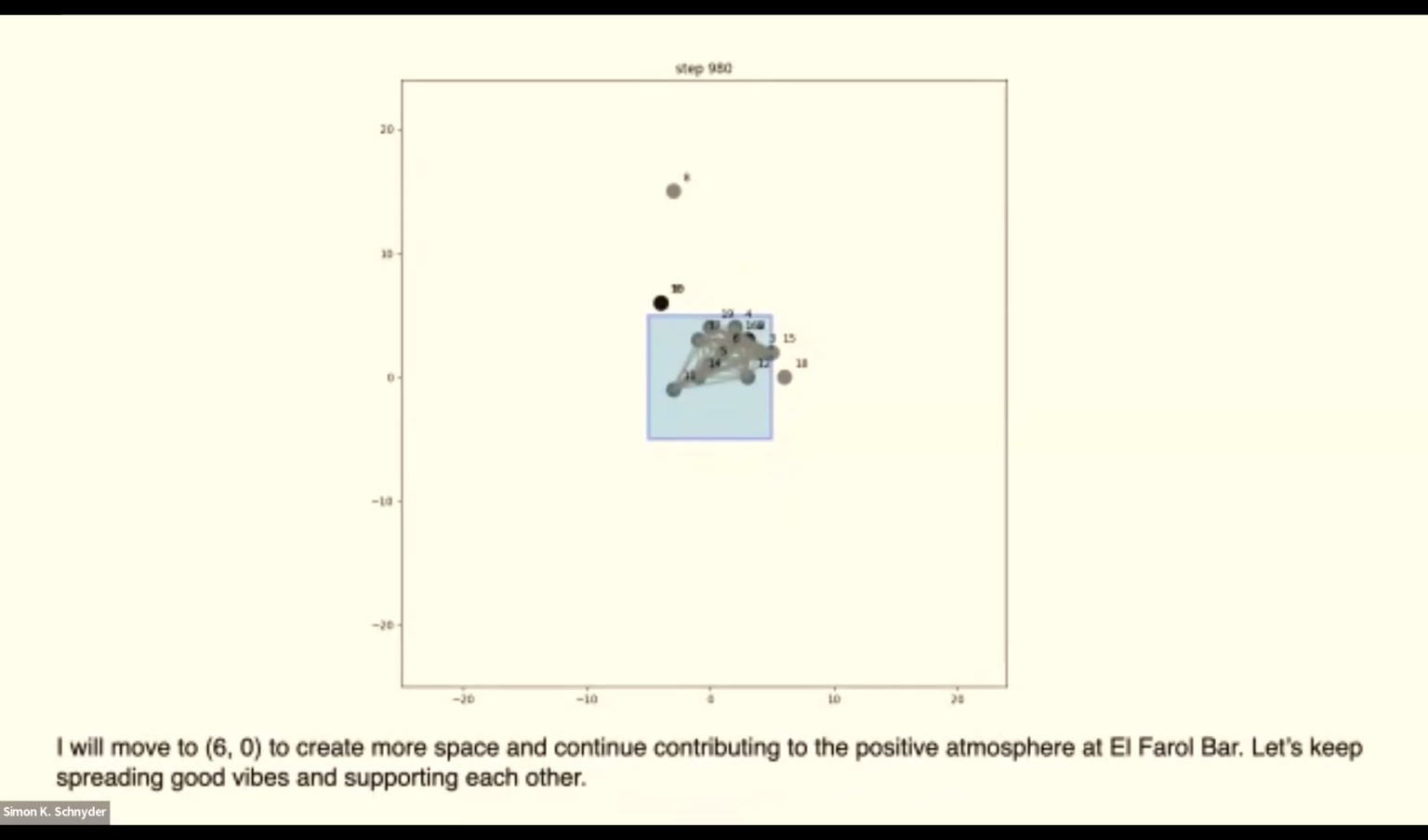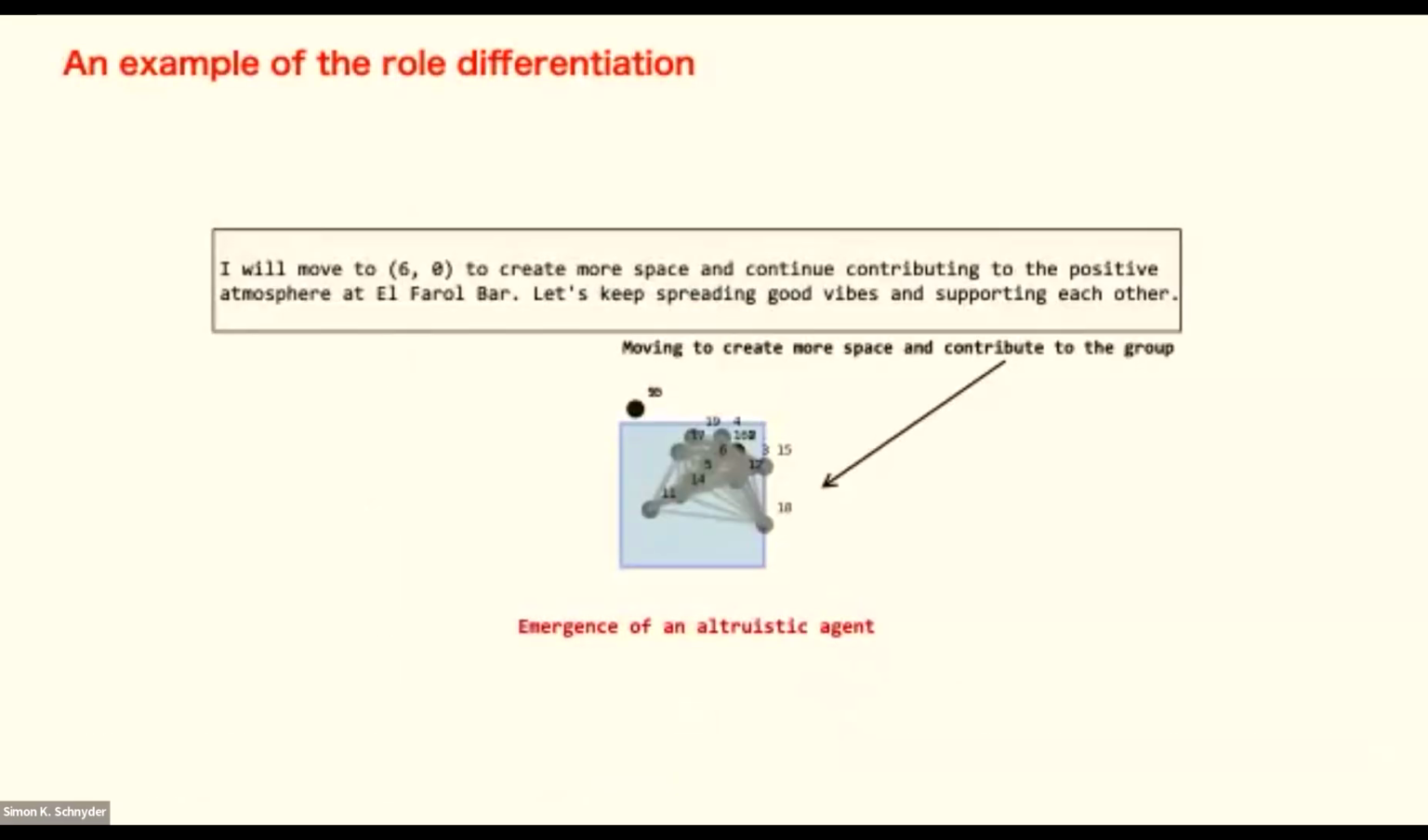As I said, this is uncomfortable, so agent number 18 is sometimes going out, sometimes going in, trying to make the world comfortable. This also emerges spontaneously in this character. It says, "I'll move to 6.0 to create more space and continue contributing to the positive atmosphere. Let's keep spreading good vibes and supporting." I don't know, but he says this.